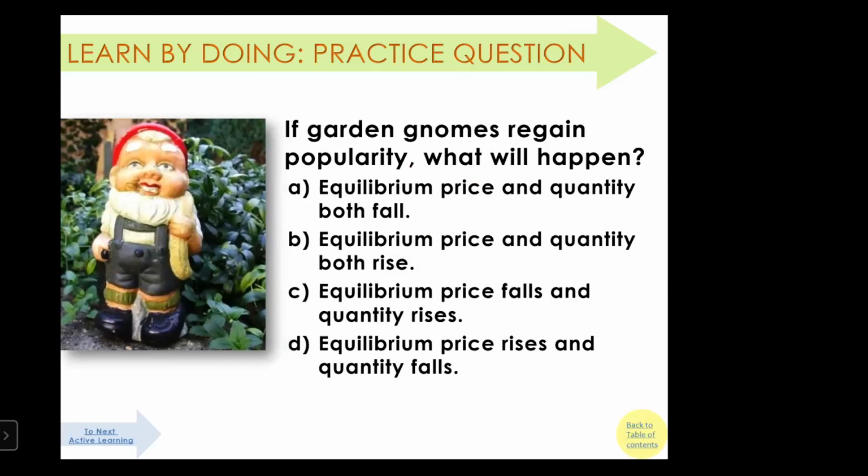Now let's look at another practice question. If garden gnomes regain popularity, what will happen? Essentially, we can use the demand and supply diagram. The trend changes the demand. So this is supply, this is demand, and the demand curve shifts to the right. What we're going to see is that both price and quantity will rise, compared with the original equilibrium.